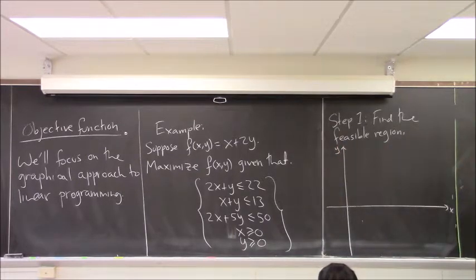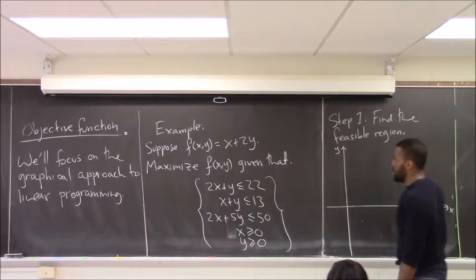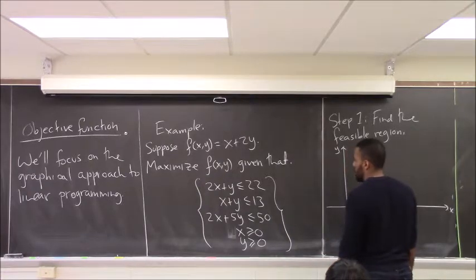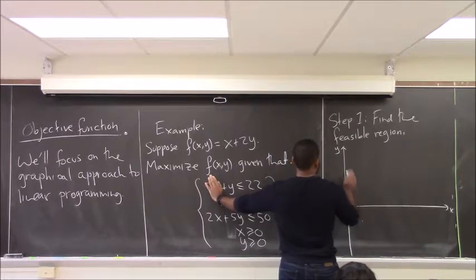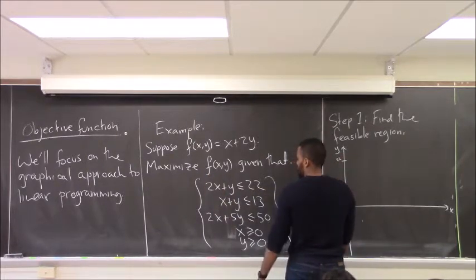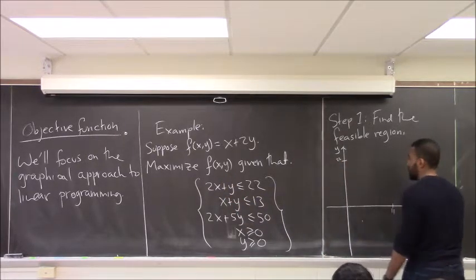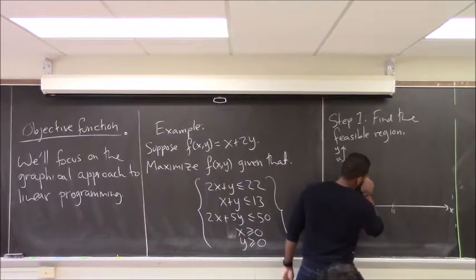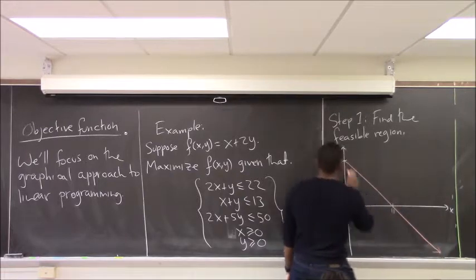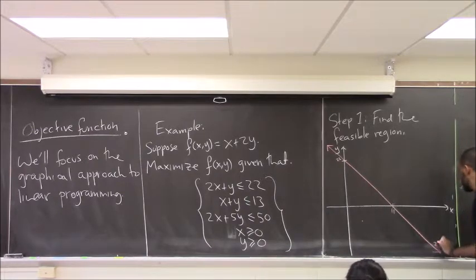Let's do this quickly together. The feasible region is just us solving this system of inequalities. If I plug in x equals 0, I get y equals 22. If I plug in y equals 0, I get x equals 11. So I have a line of these. This is 2x plus y equals 22.